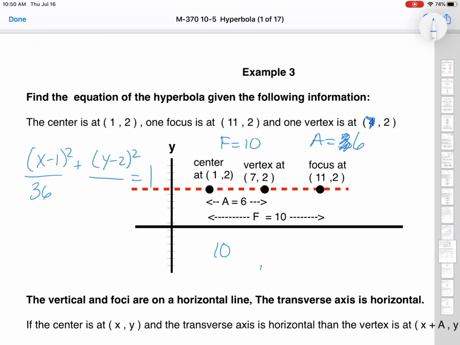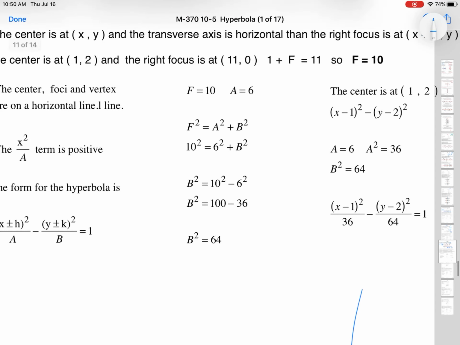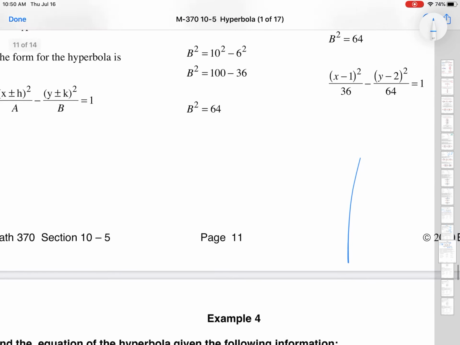Okay, so what do we know? We know 100 needs to be equal to 36 plus b squared. So b squared is going to be 64, and we're finished. We get a nice 64 under there, and we should match, yeah. So it was wise to change the one typo there.